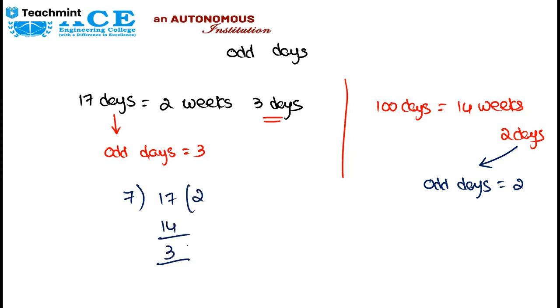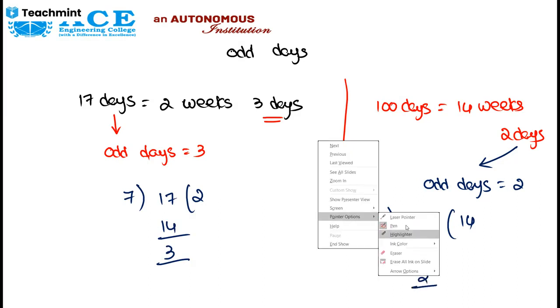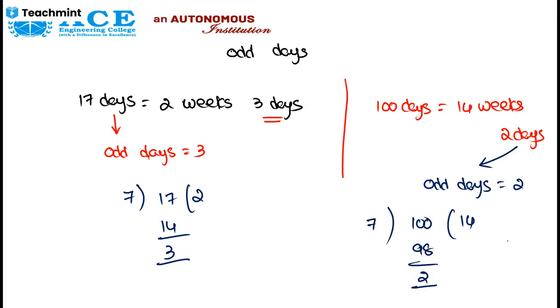This is what odd days are. Divide the given number by 7 and pick the remainder. That is the odd days. Odd days is nothing but the remainder. Now, my dear friends, if it is a leap year, how many odd days?